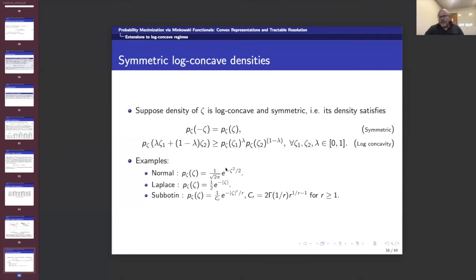In terms of extending these findings, the first aspect of the problem where we imposed an assumption was the choice of distributions for zeta. Now I'm going to weaken that. Let's look at the regime of symmetric log concave densities. Suppose the density of zeta is log concave and symmetric, so it satisfies the properties of log concavity and symmetry. There are examples of these, but I'm not going to spend time on them: the Normal, the Laplace density, and so on.